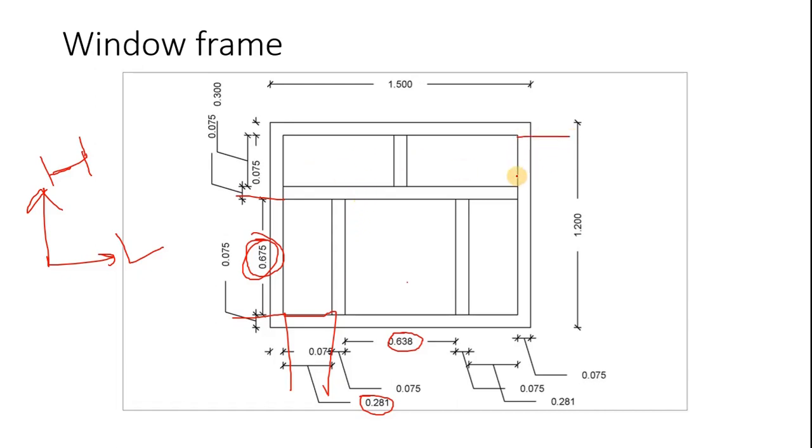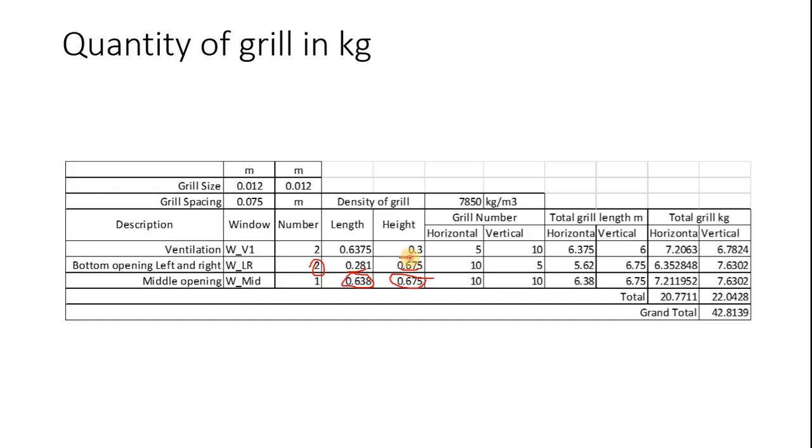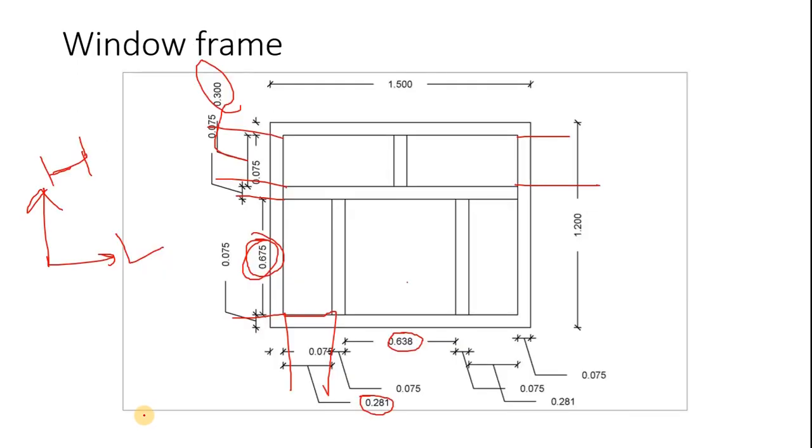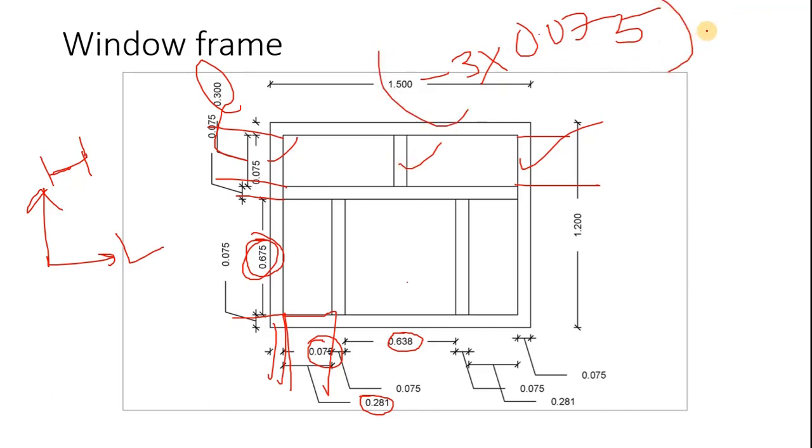Now you can see here 0.3 along height, ventilation, 2 in number. Now we need to find the length. Length of the ventilation is 1.5 minus 1, 2, 3. The size of each portion is 0.075. This is the frame. The whole is divided by 2 because there are 2 ventilation.